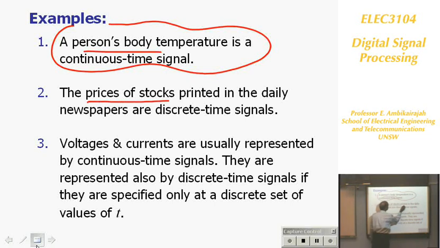The prices of stocks printed on the daily papers are discrete time values. Well, it's obvious because you know the stock at this time and then at tomorrow's time, but you don't know in between. So this is a discrete time value. Okay? Very simple. You've done this one. I don't need to go through this in detail.